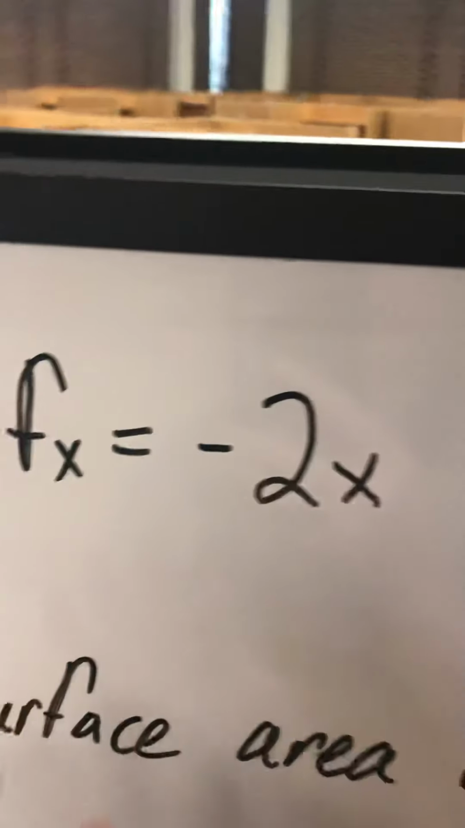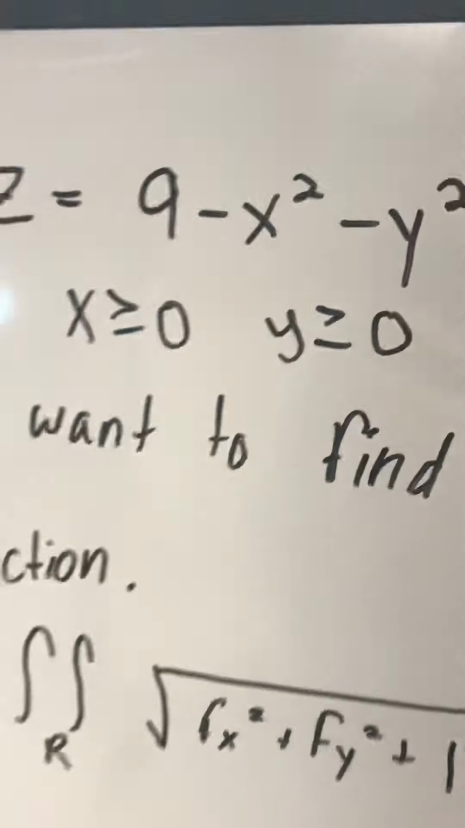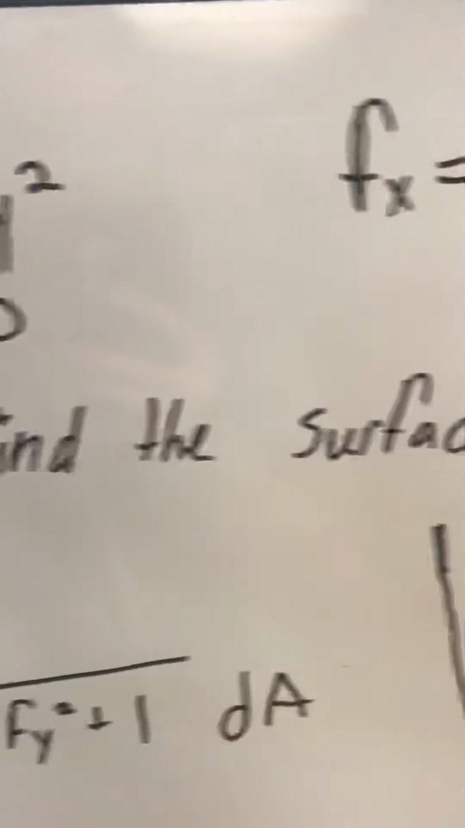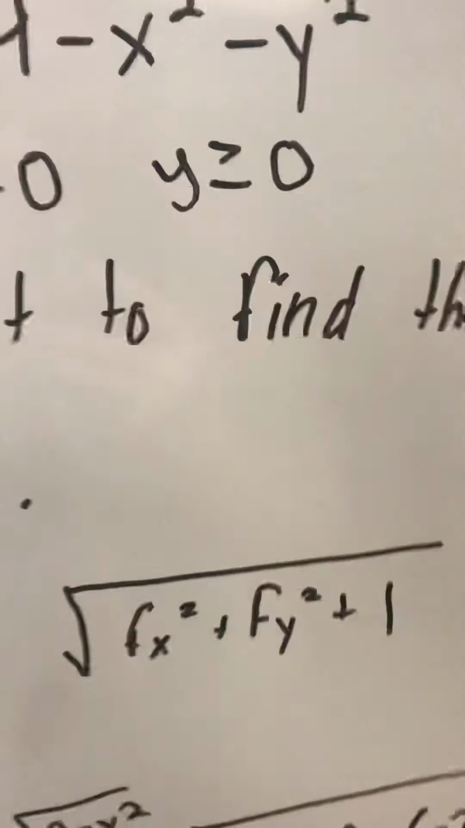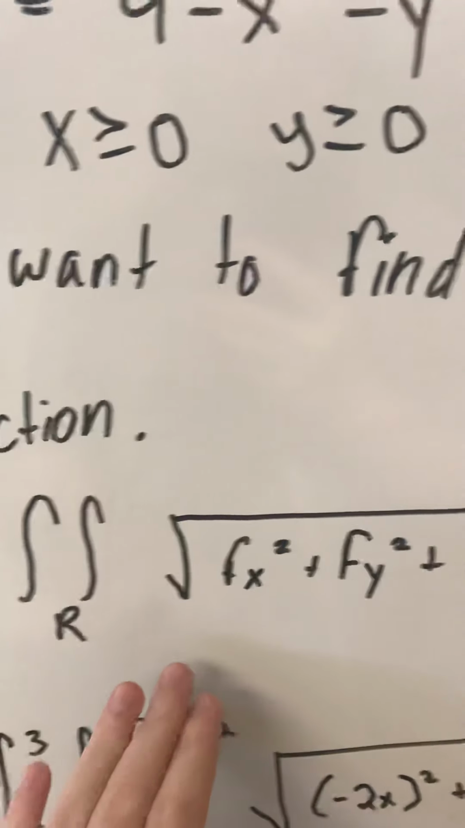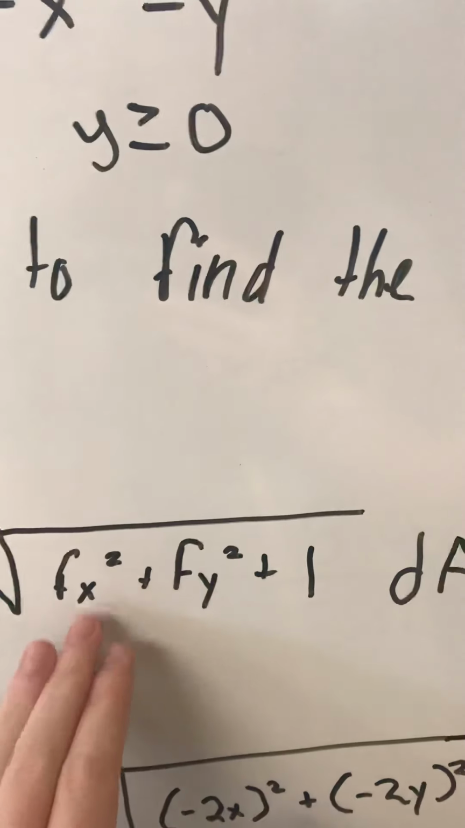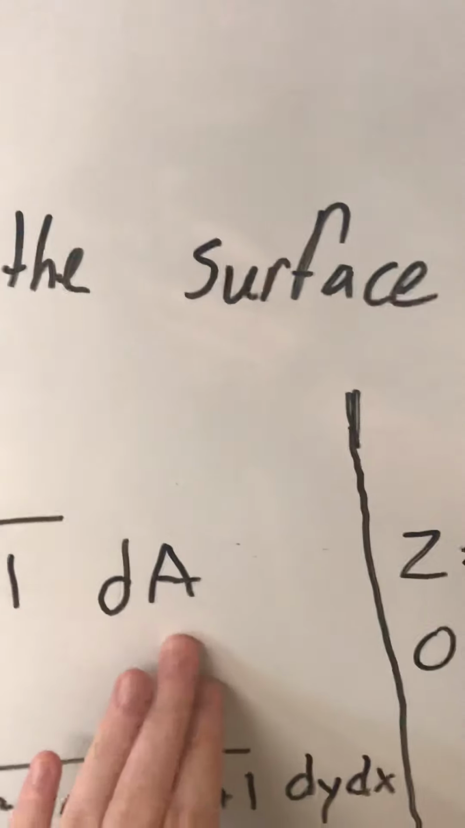We're going to go ahead and find our partials, which f of x equals negative 2x, yeah? F of y is negative 2y, okay? And we want to find the surface area of the function. So surface area equals a double integral over region R of the square root of f of x squared plus f of y squared plus 1 dA.